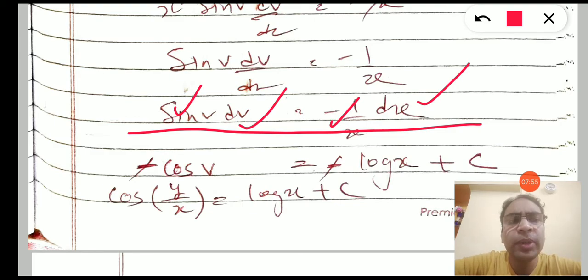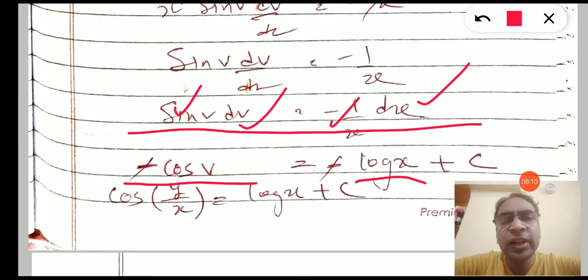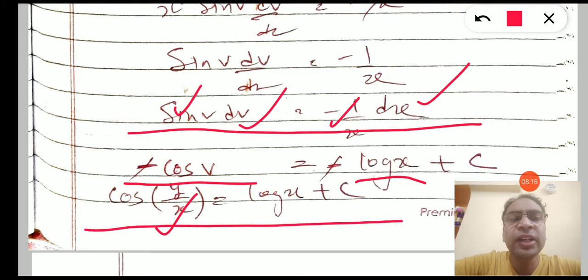So now just performing the direct integration, as we know that the integration of sine of v is minus of cos v, and the integration of minus of 1 upon x will be minus log of x. So just by performing the integration and finally replacing back the substitution of v, which is y upon x, this is the final solution of the given equation.